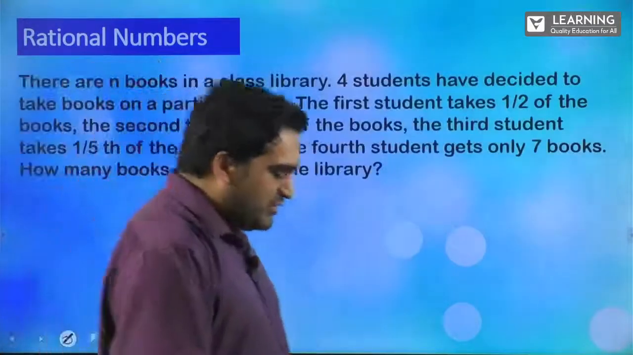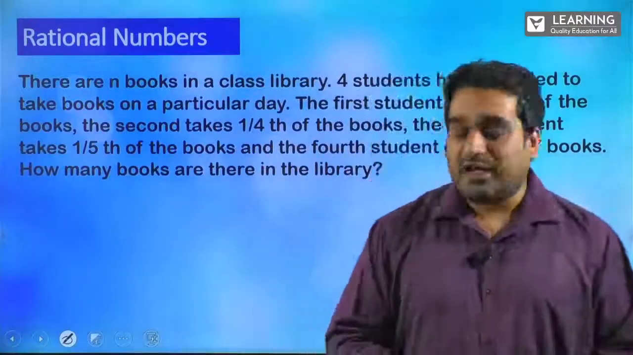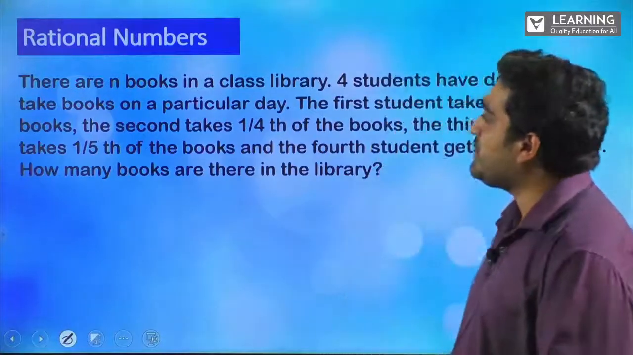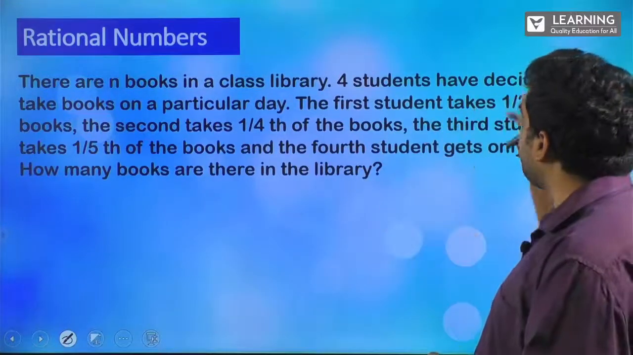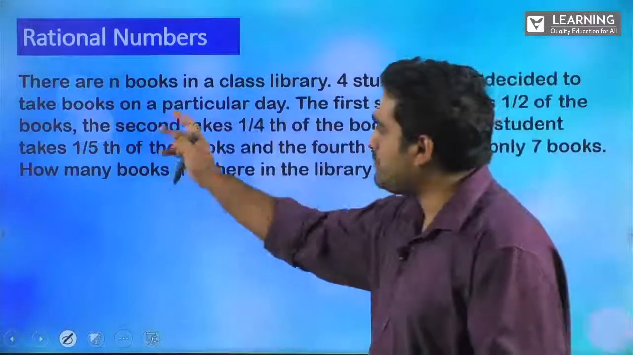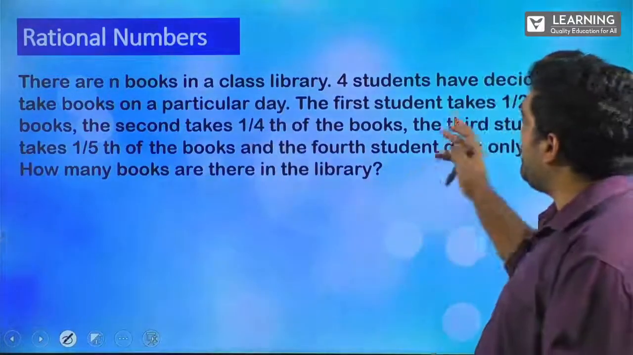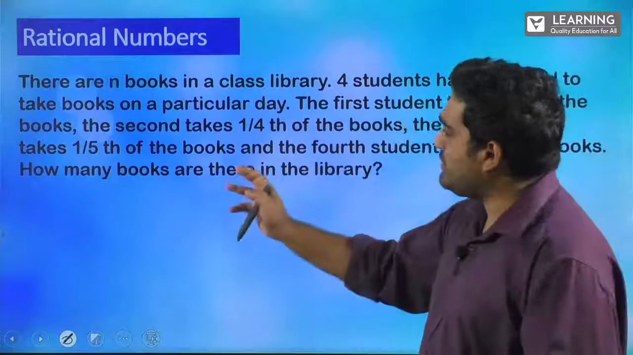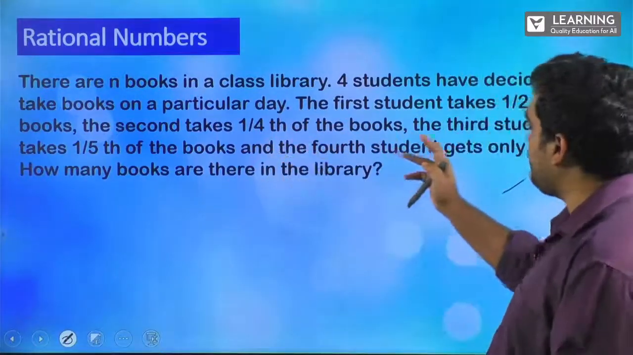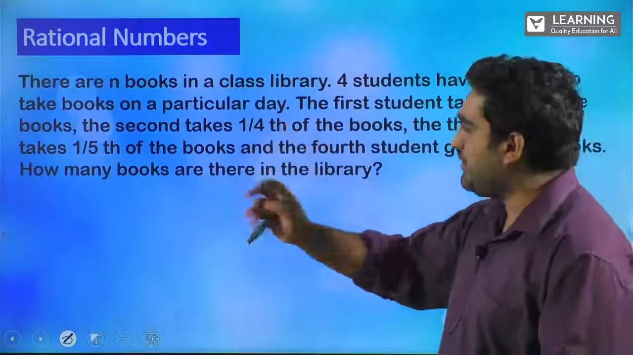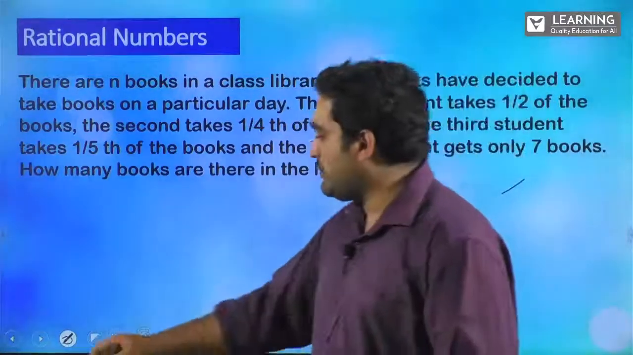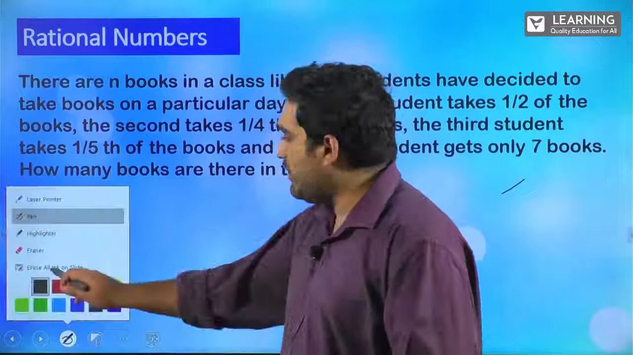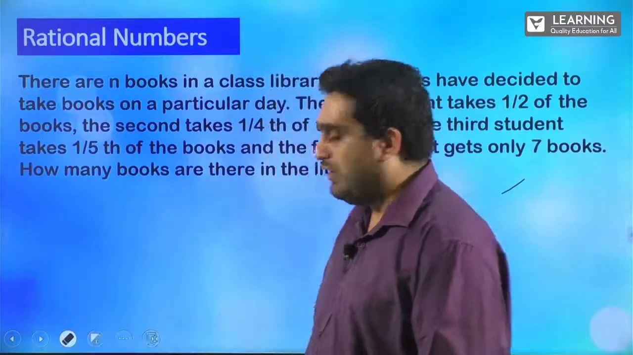So moving on, let's solve a question which is based on rational numbers. Question here is, there are n books in a library. 4 students have decided to take the books on a particular day. The first student takes half of the books, the second student takes 1/4 of the books, and the third student takes 1/5 of the books. And the fourth student gets only 7 books. How many books are there in the library?